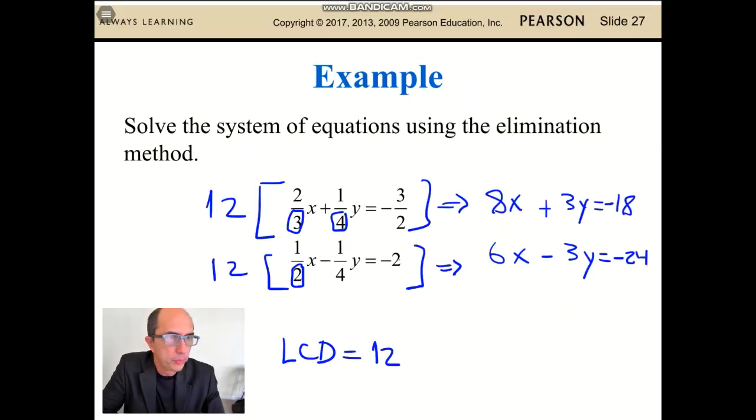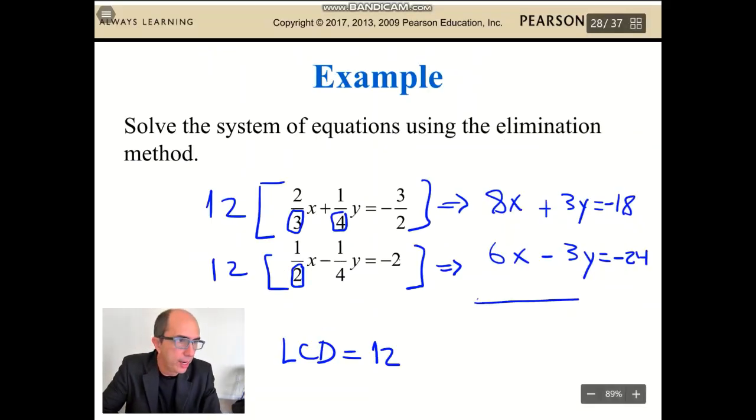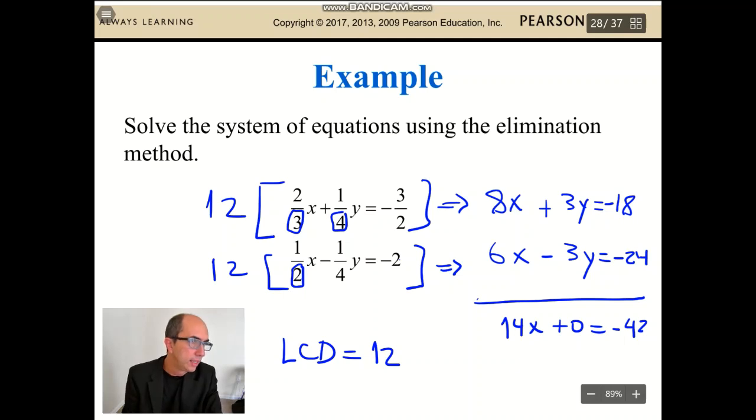Okay, now we will use the elimination method, and we will add both equations. We will actually apply the addition property of equality, right? We're going to add 8x plus 6x, 14x, positive 3y minus 3y, 0, equals -18 minus 24, -42. 14x equals -42, x equals -42 divided by 14 equals -3.